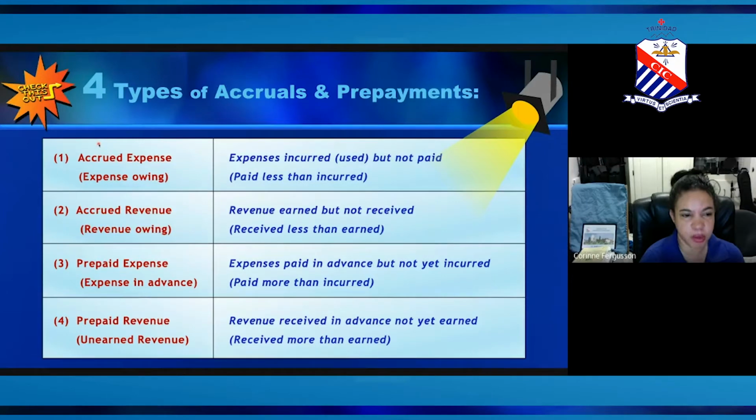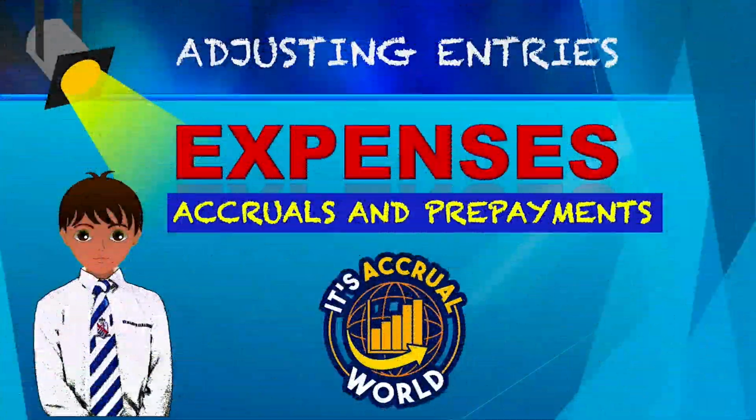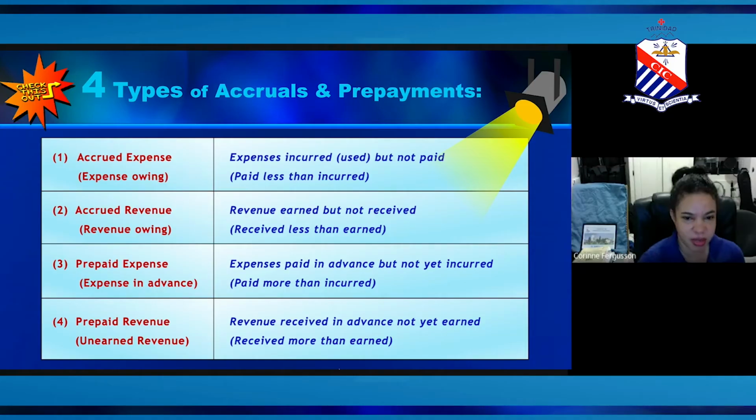And what we are going to learn and emphasize is that accrual is another word for owing. And prepayment is another word for when you pay in advance. So what we're going to do is take each one separately. We're going to break it down into the 4 parts: accrued expenses, accrued revenue, prepaid expenses, prepaid revenue.